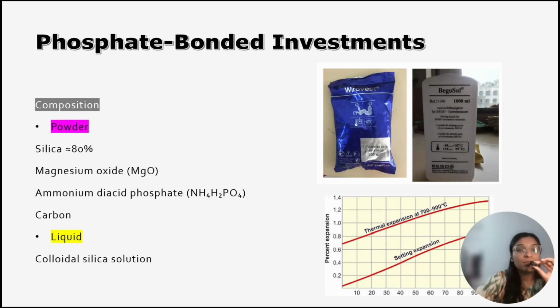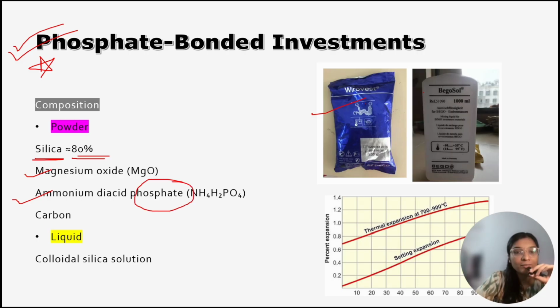Now we'll study the phosphate bonded investment. Phosphate bonded investments are mostly used nowadays. They come in powder and liquid format. The composition of the powder is silica, which is up to 80%. Then we have magnesium oxide and ammonium dihydrogen phosphate. Ammonium dihydrogen phosphate is the binder of the phosphate bonded investment. And then there can be carbon.